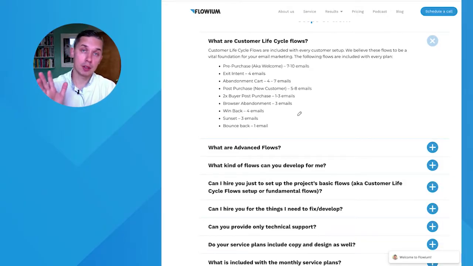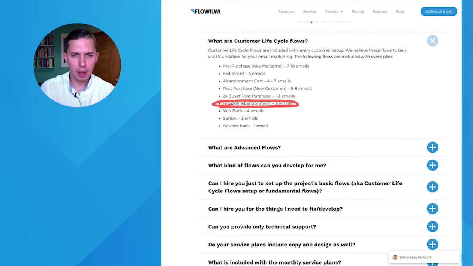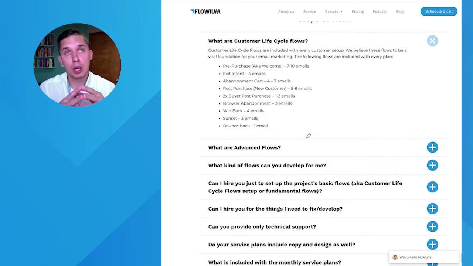Okay, we just covered the three automations for high priority, which are abandoned cart, post-purchase, and pre-purchase welcome flow. Let's talk now about the medium priority. The medium ones are bounce back, browser abandonment, and exit intent. Those three flows are optional.